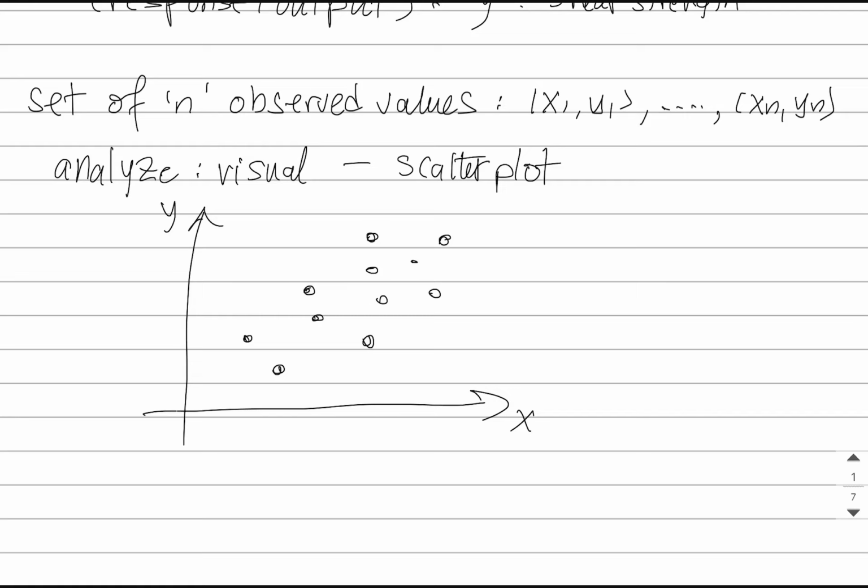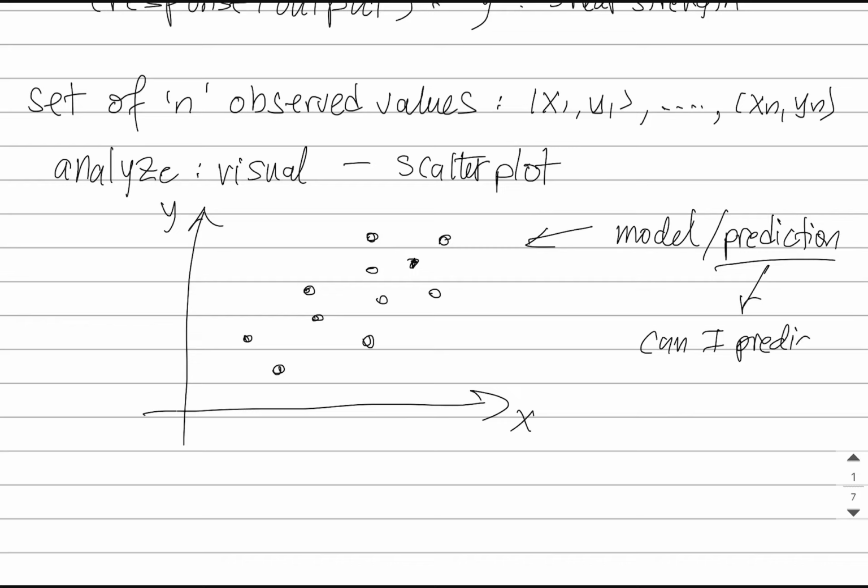Software like R or a graphing calculator can easily come up with these scatter plots. We typically don't do this by hand, but for the purpose of just explaining here, I'll draw one by hand. Now, what we want to do here is come up with a model that we can eventually use to make some predictions. What we're trying to do is predict. Can I predict y values based on this x data?